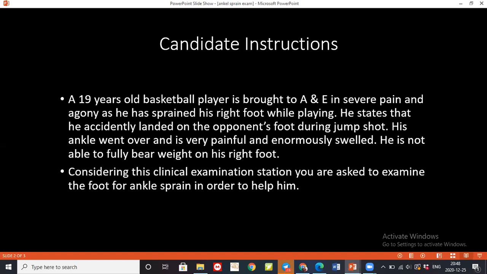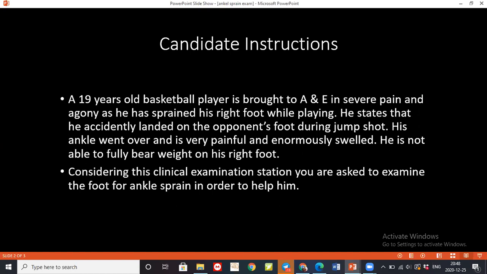And for the anterior drawer, I will hold the leg with the left hand, and with the right hand I'll apply pressure anteriorly, in dorsiflexion for the anterior talofibular ligament and in plantar flexion for the posterior talofibular ligament. If there is any laxity, it will show a tear of the anterior or posterior talofibular ligaments.